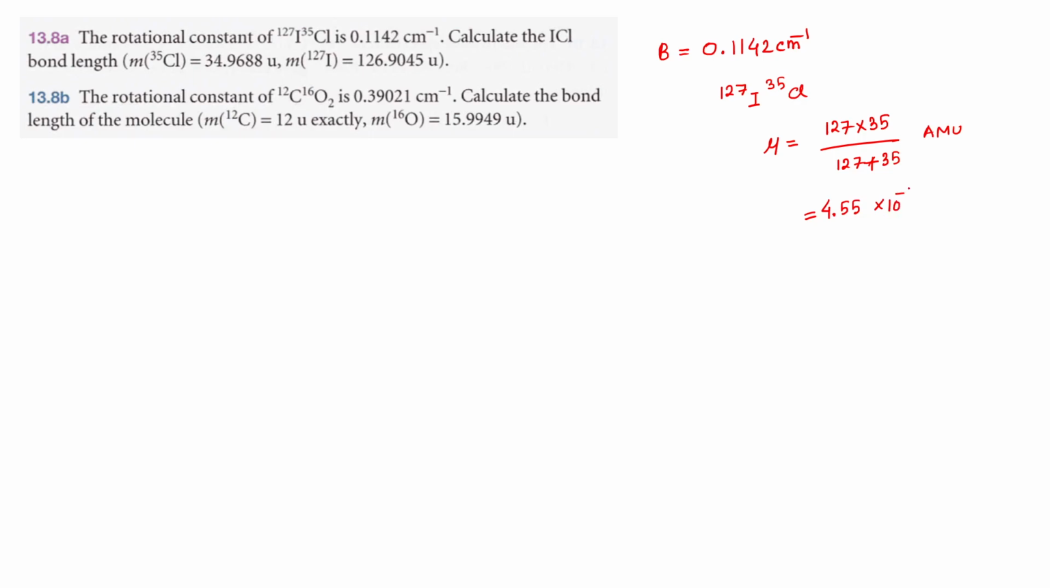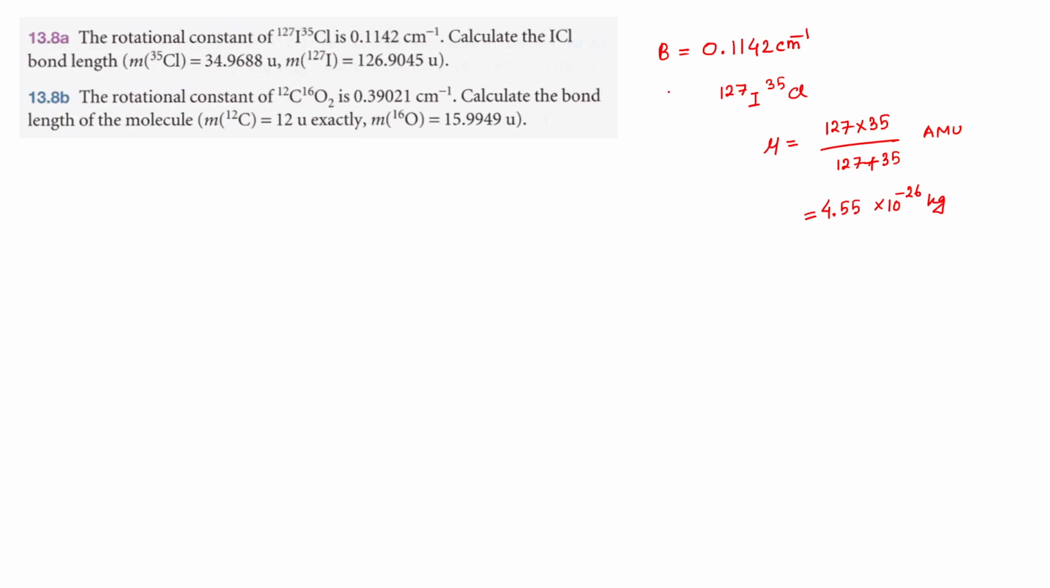into 10 to the power minus 26 kg. This is the mu value. That is why your B value is even lesser. So let us calculate the bond length once. So mu is given. What else we require?